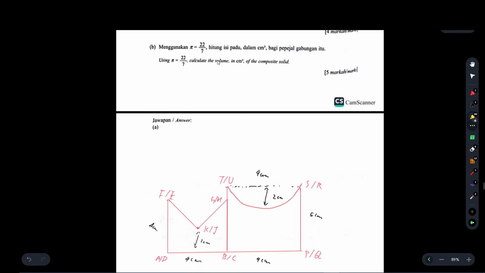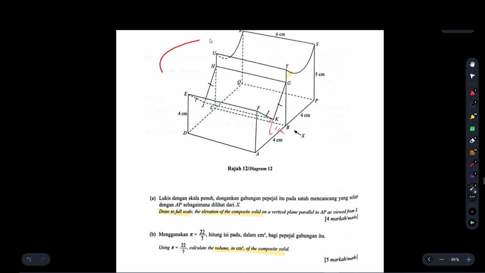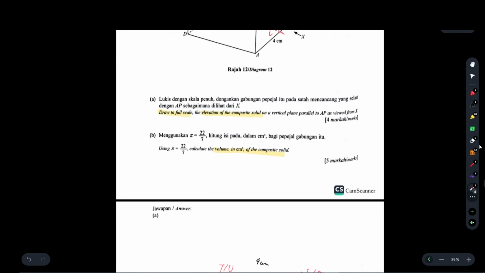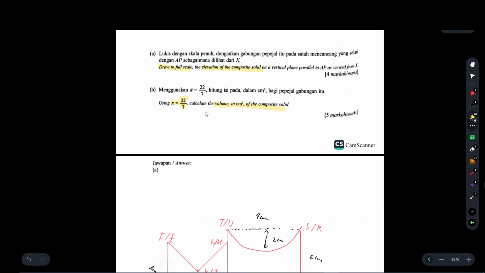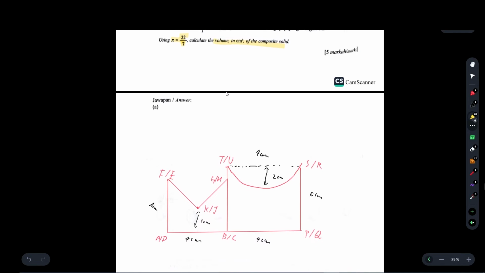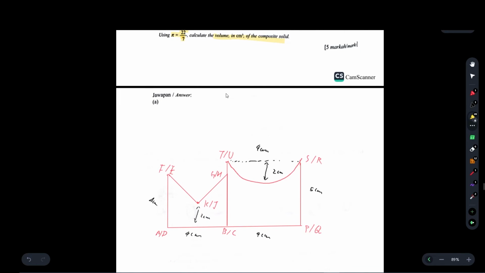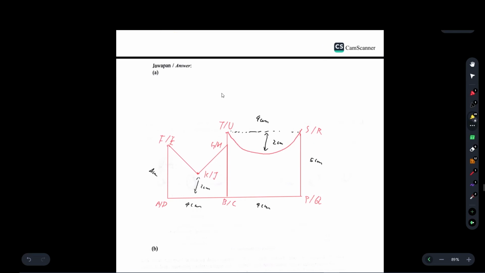Okay, so right now we're gonna calculate the volume of the composite solid. So basically we have to calculate this whole thing's volume, using pi equals 22/7. So when pi is involved in the calculation, we're gonna write it with the value 22/7. We cannot use 3.142 or just simply type it in the calculator.